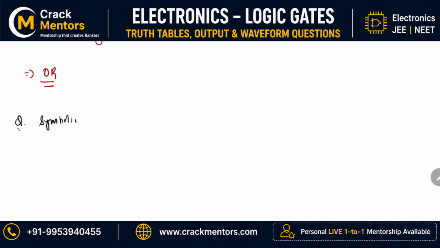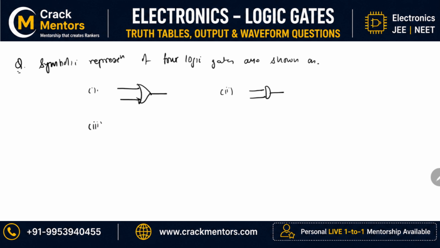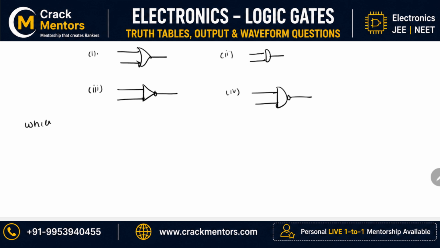The question says that the symbolic representations of four logic gates are shown. The first one is like this, the second one is like this, the third one is like this, and the fourth one is like this. You have to tell which is AND, which is NAND, and which is NOT. Just look at the diagram and try to figure it out.